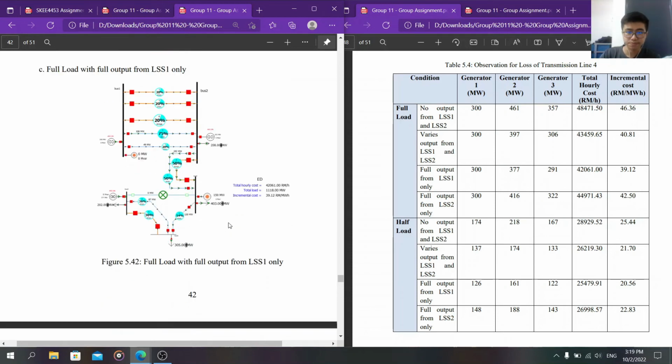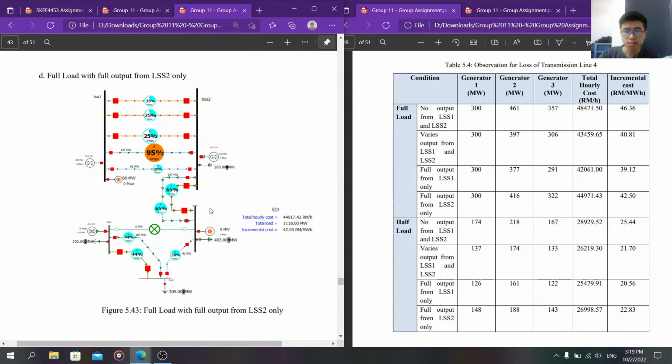And for the full output from LSS2 only, generator 1 is 300 megawatt, still the same. Generator 2 is 416 megawatt, and generator 3 is 322 megawatt. The total hourly cost is 44,917 ringgit 43 cents per hour, and the incremental cost is 42 ringgit 50 cents per megawatt hour.